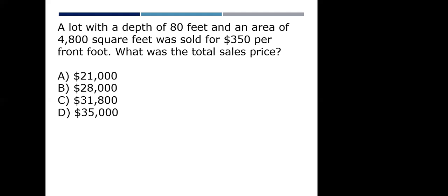So I have a lot with a depth of 80 feet, an area of 4,800 square feet. It was sold for $350 per front foot. How much did each front foot cost? In this case, each front foot cost $350. So now the question is, what is the total sales price?